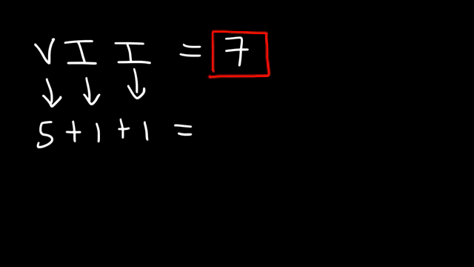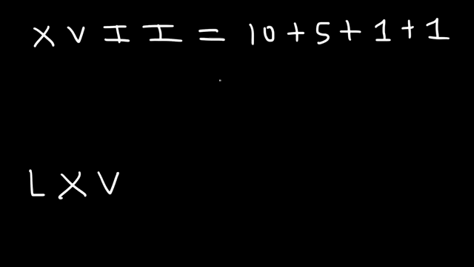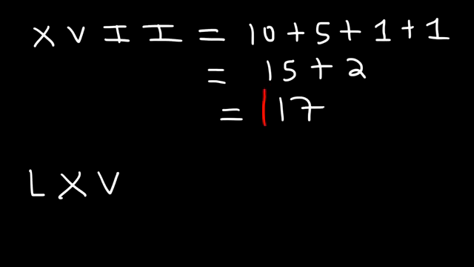So based on those two examples, try these two. Convert these Roman numerals into numbers, XVII and LXV. Feel free to pause the video. X is equal to 10, V is 5, and I is 1. So we have 10 plus 5 plus 1 plus 1. 10 plus 5 is 15, 1 plus 1 is 2, so this adds up to 17. So XVII is equivalent to 17.